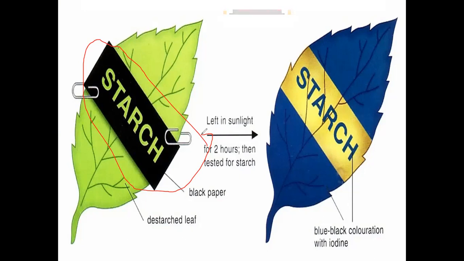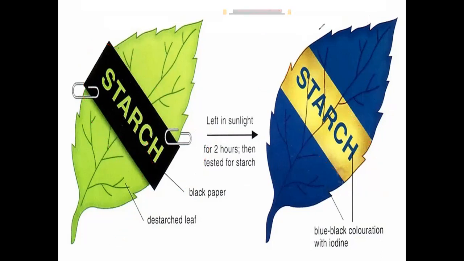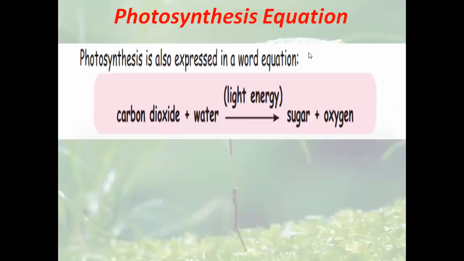Here, sunlight can't reach this region because it's covered by the black cover. So we did the iodine test. Dark blue color is obtained in the uncovered regions, while the region that was covered by the black paper, or the black cover, is not dark blue. So this means that starch is produced in these regions while it's not produced in the yellow one. Why? Because there is no light reaching this part, so no production of starch.